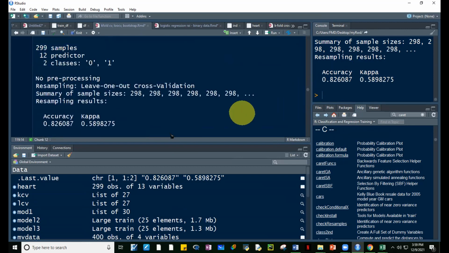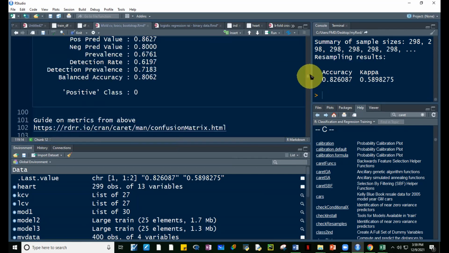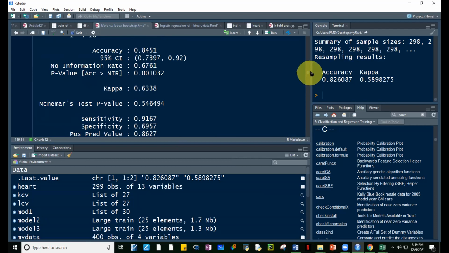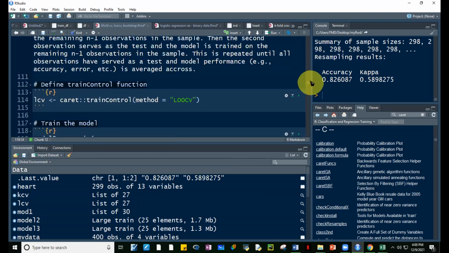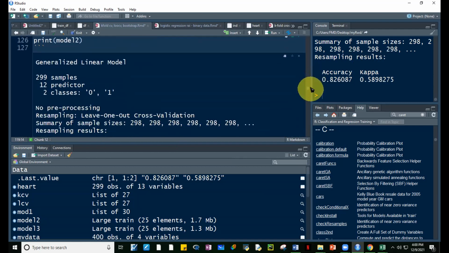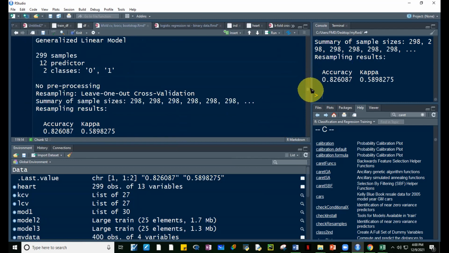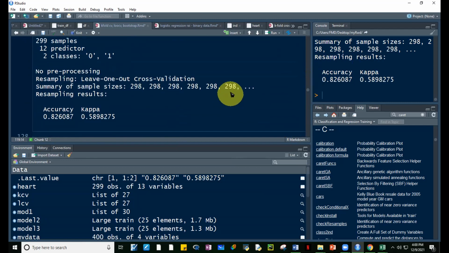Okay, meron tayong accuracy, and meron tayong kappa. 82.6%. It's a bit lower than yung kanina, yung train and test lang natin kanina, di ba? Dito kasi 84.51 yung accuracy natin. Dito sa leave one out, ang accuracy lang natin is 82.6%. But still not bad, guys. But the first model performed better than this one.